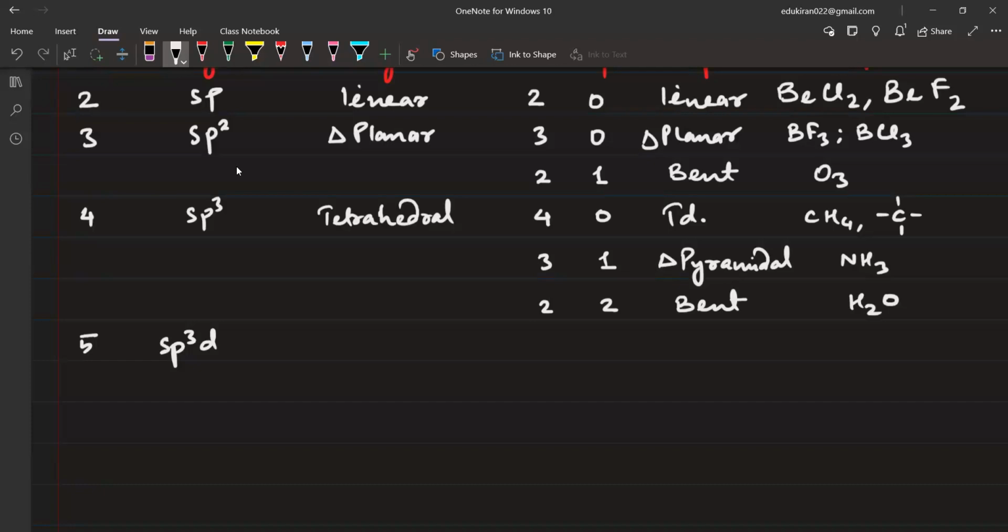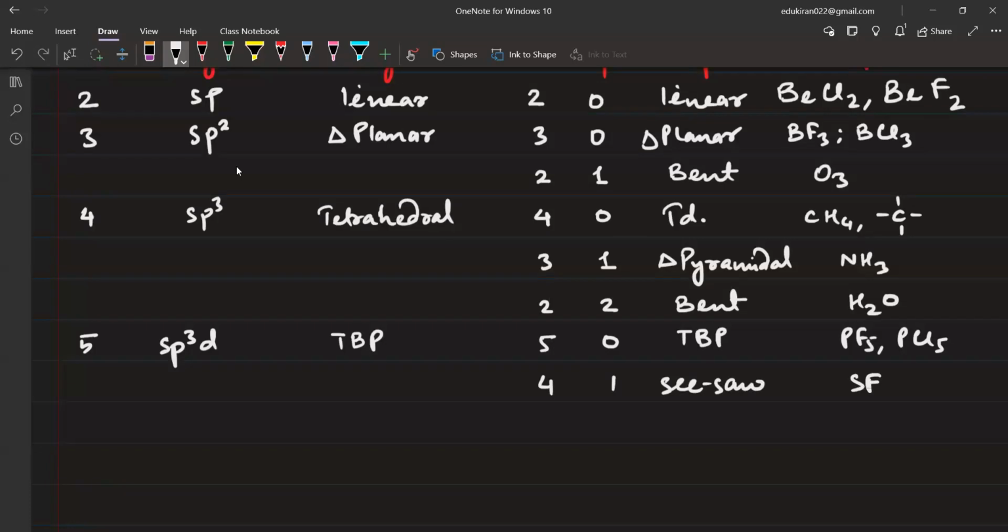sp3d in the 5 steric number, and the electronic geometry is trigonal bipyramidal, TBP. First case, we are going to take 5 sigma 0 lone pair. The shape is still going to be the same, TBP. Example will be PF5, PCl5. Both of these are examples of TBP. Next, we can have, you reduce this one by 1, 4 and 1. If you reduce by 4 and 1, you will get seesaw.